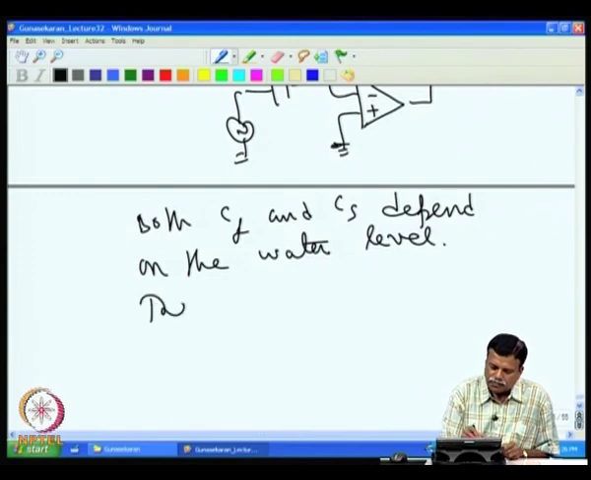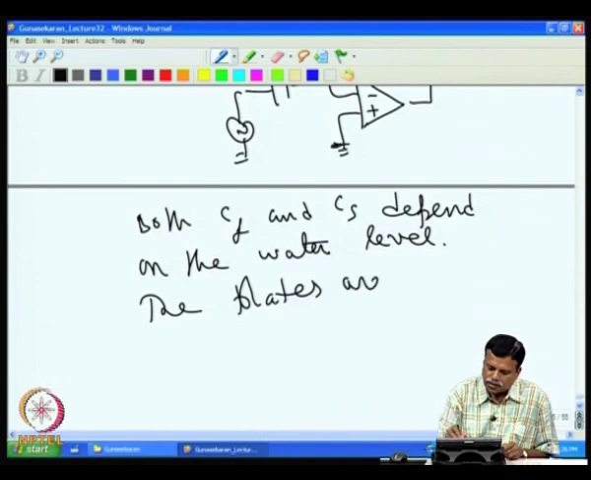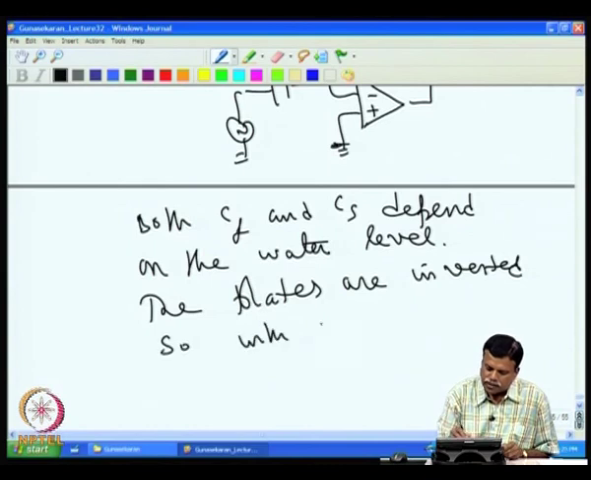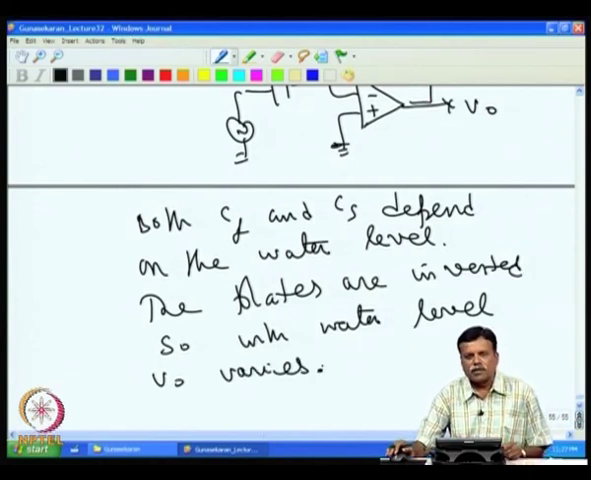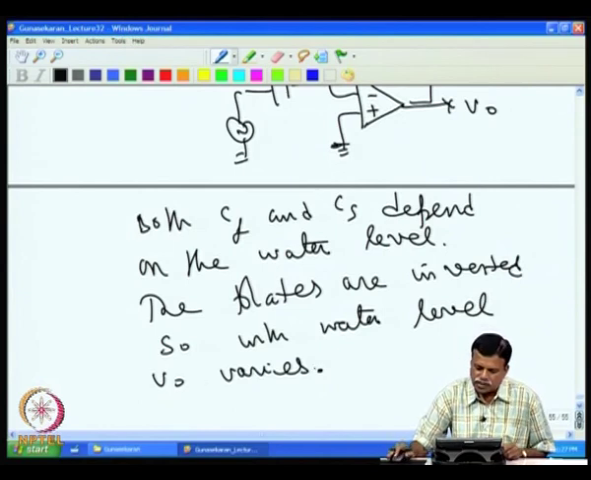The plates are inverted. So, with the water level, the output V0 varies. So, this is a wonderful circuit wherein the stray effects are actually removed.